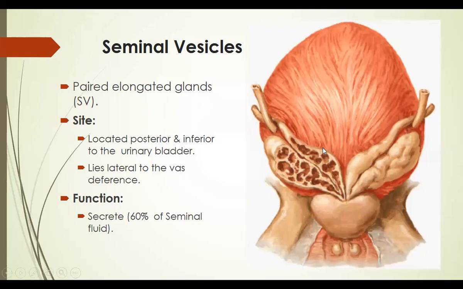Which is also called the base of the bladder. So it is posterior. In the posterior surface, you can see the seminal vesicle just beside the vas deferens. It lies lateral to the vas deferens. The function is that it secretes almost 60% of the seminal fluid. That's why it's called seminal fluid, because 60% is from the seminal vesicles. So the name of the fluid depends on these vesicles.